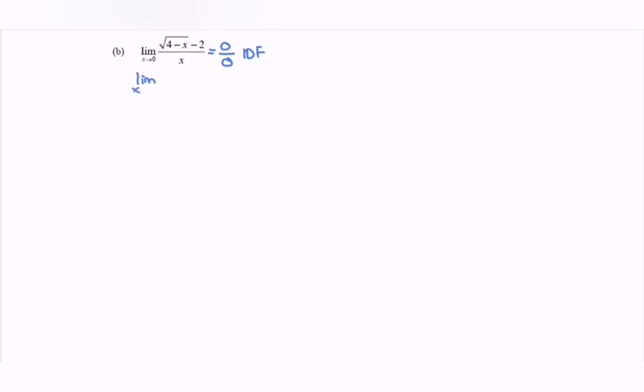So limit when x approaches 0, we have square root of 4 minus x minus 2 over x. Multiply by the conjugate, so here we have square root of 4 minus x plus 2 on the top and the bottom. Do remember, only expand one part. For this question, my focus would be the numerator. Make use of the formula a squared minus b squared.